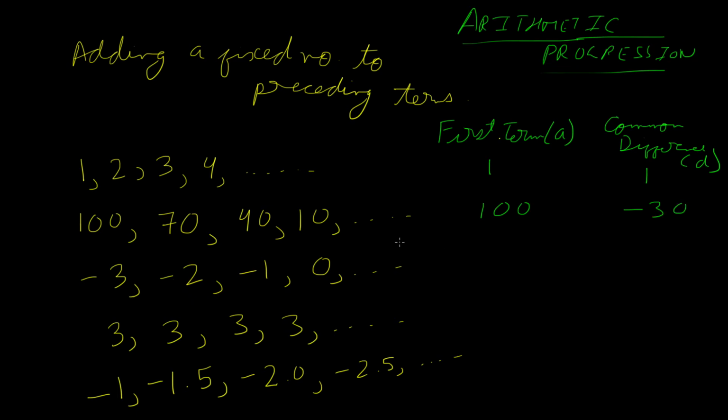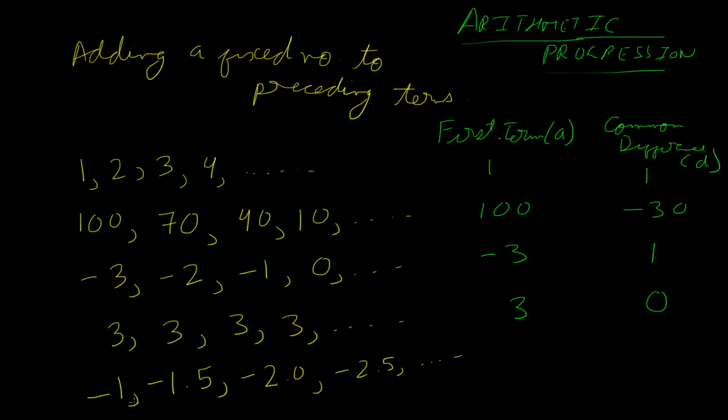Here we have the first term as minus 3, and we are adding 1 to all of them. Minus 3 plus 1 is minus 2, minus 2 plus 1 is minus 1, minus 1 plus 1 is 0. So we have common difference as 1. In this case we have first term as 3, and we have common difference as 0. So we are adding 0 or subtracting 0, whatever you want to say.